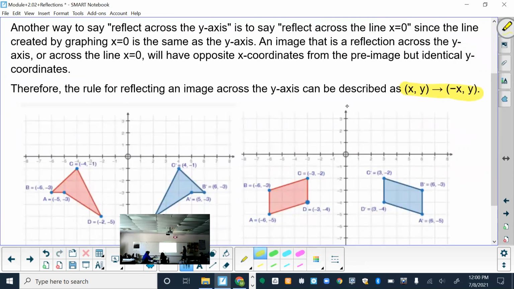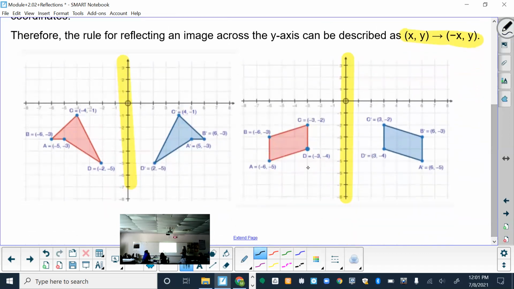So I'm going to highlight the y-axis, which should be right down the middle, your vertical axis. And notice that these shapes do follow this rule. When I go from C to C prime, they're still the same base number, they just have different signs, right? But the y values stay exactly the same. All right, questions about that one?